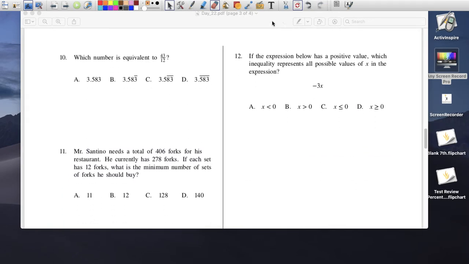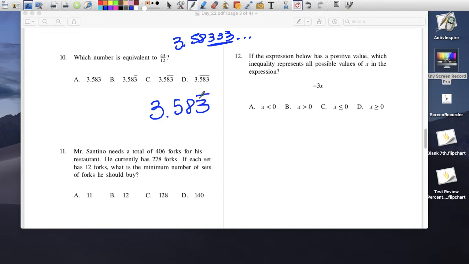Which number is equivalent to 43 over 12? Let's see if you have a calculator. Let's see what happens. 43 divided by 12 is 3.58. So in the calculator, if you enter that, you get this answer right here: 3.58333333 forever and ever. So that could be changed to 3.58. And notice the number that's repeating is a 3. So you're going to put a 3 over here and the bar notation on top of that.